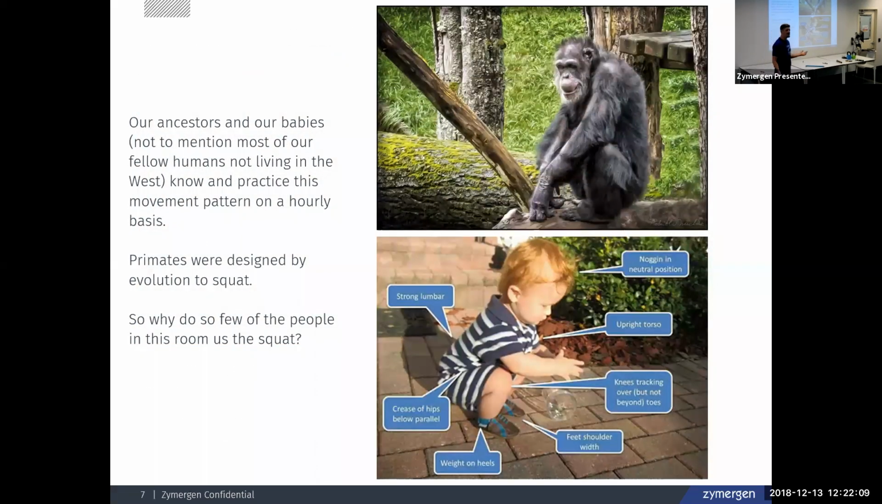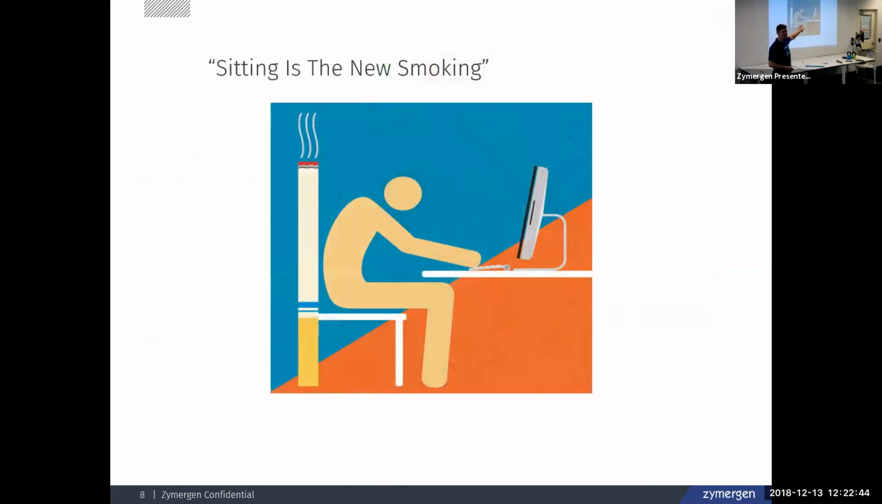So our ancestors and our babies and most people in this world squat every day. We were designed by evolution to squat. That's just what these bodies do. And so it's kind of confusing to me that most people in this room and in the Bay Area don't squat. I just don't get it. But there are a couple reasons why that's the case. And one is, yeah, sitting is the new smoking. When people sit, like you're all doing right now, your hip flexors are getting tight.